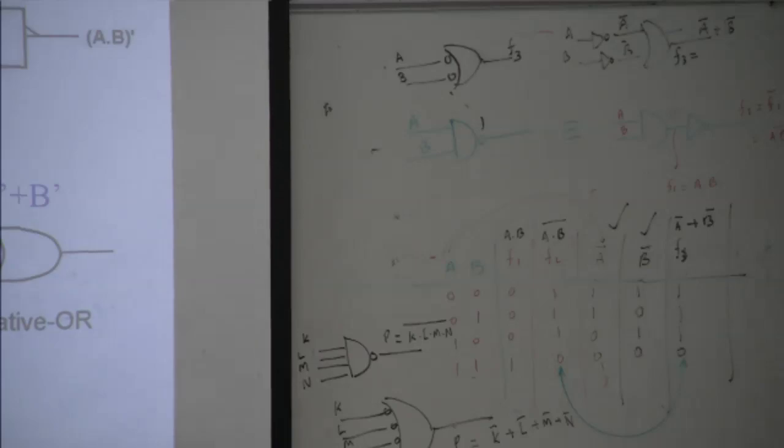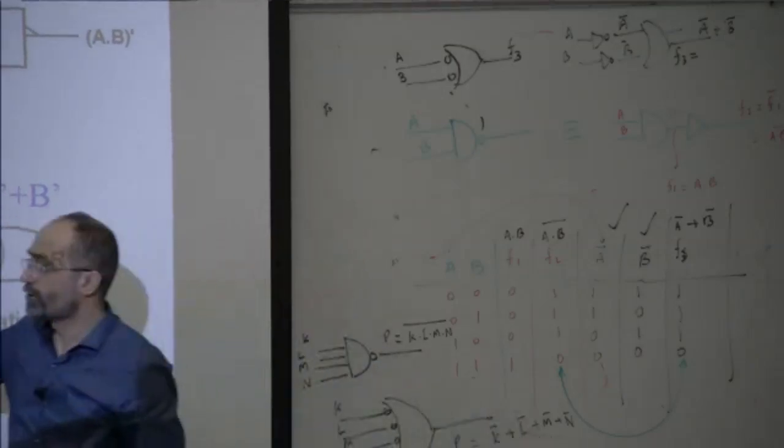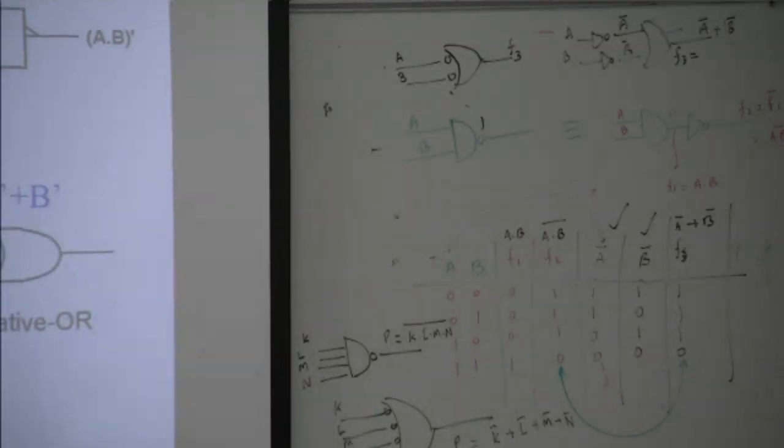Again, if you say A dot B whole bar, it is equal to A bar plus B bar, and the same concept can be expanded. So are these two functions equivalent or not? They are equivalent. The output of both is the same. Someone is asking: A plus B, not A dot B.